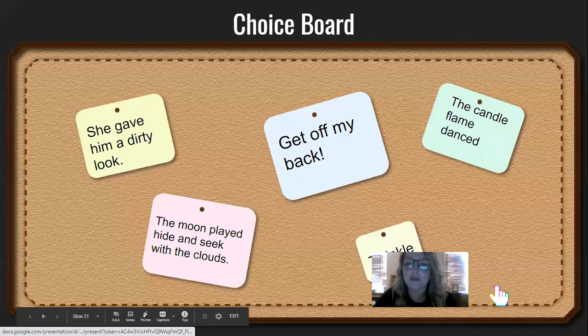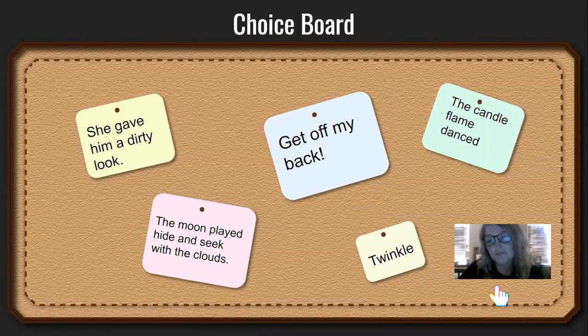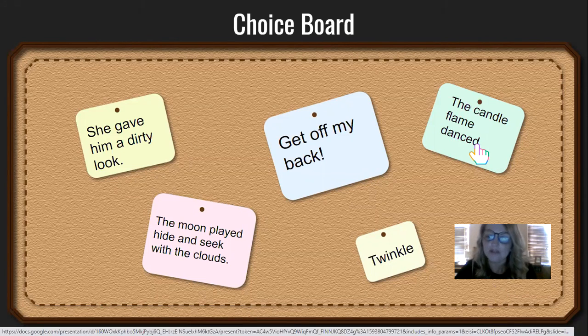So what about this one here? The candle flame danced. The candle flame danced. Go ahead and take a few seconds if you want. Make a guess, and we'll see if we're right.